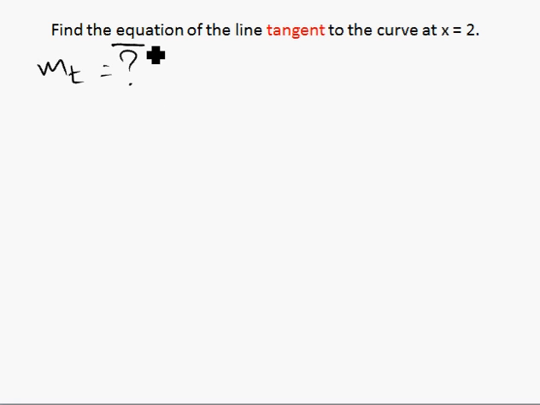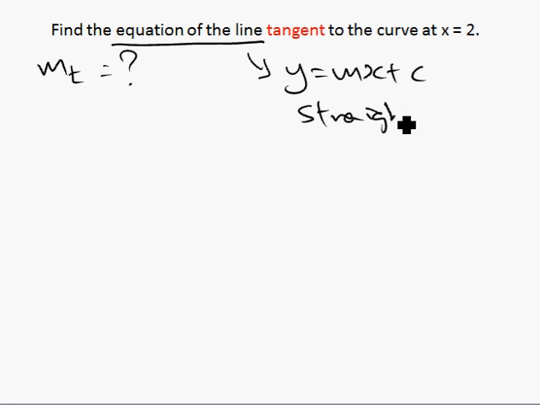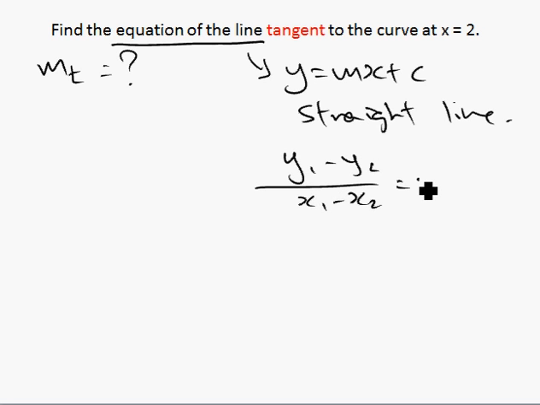If I have my mt, then I would have the gradient. Secondly, they want the equation of the line. To get the equation of the line, you must use this: y equals mx plus c. This is the equation of a straight line. Some of you would recognize this: y1 minus y2 over x1 minus x2 equals m. Yeah, just m. And then you bring it over.